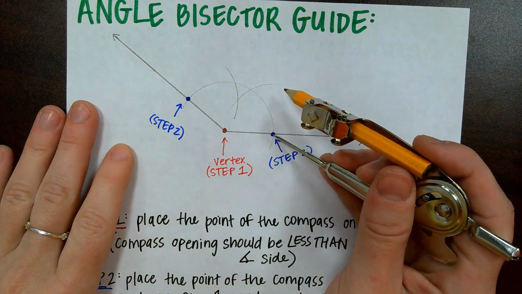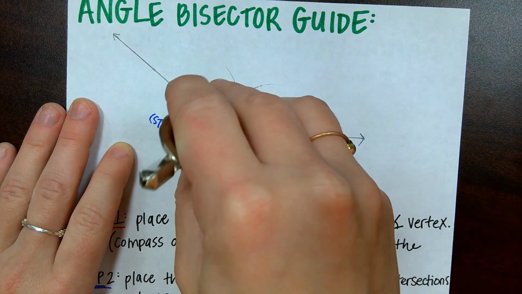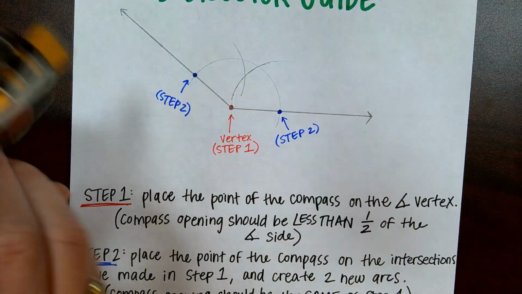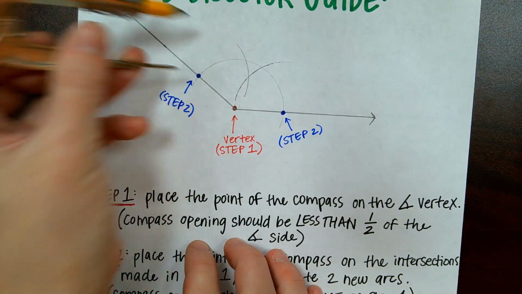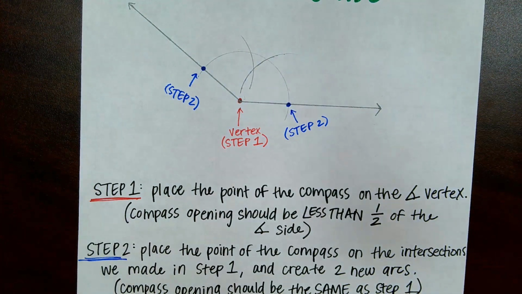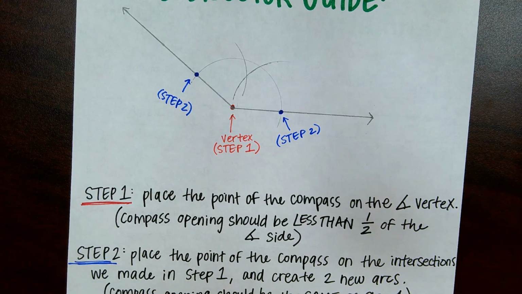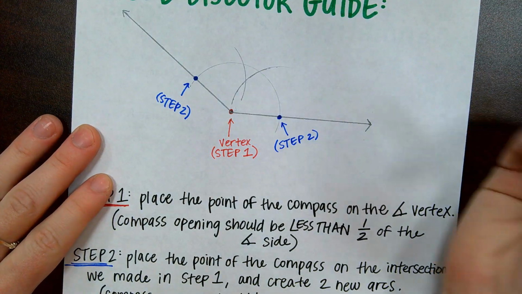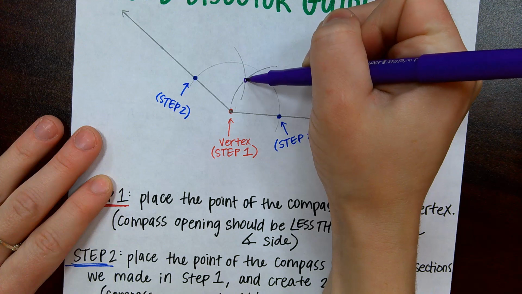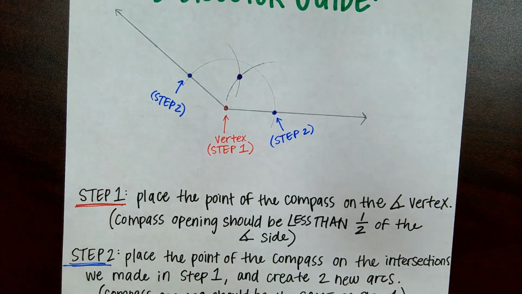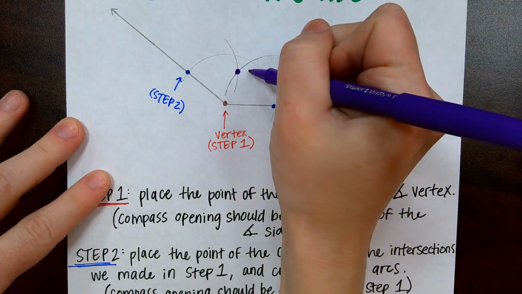And make sure that you're drawing your arcs long enough that they do actually intersect. Like if I were to only draw an arc over here and over here, not close to the middle, I'm not going to create a new intersection. I want to make sure that they're making a little X in the middle. So once you've done step 2 and you've made 2 new arcs, we're going to label that new intersection you just created. I call this step 3.